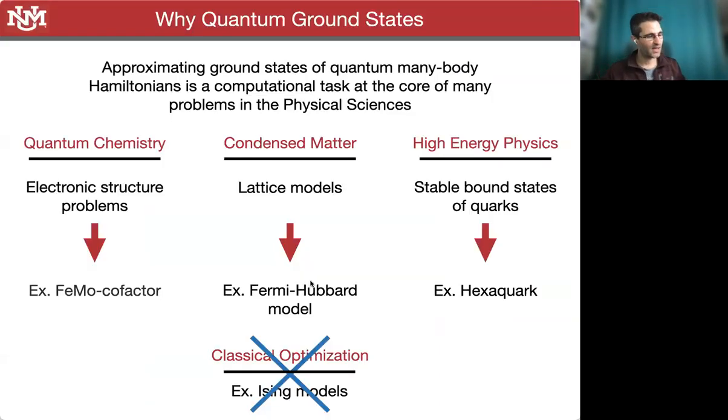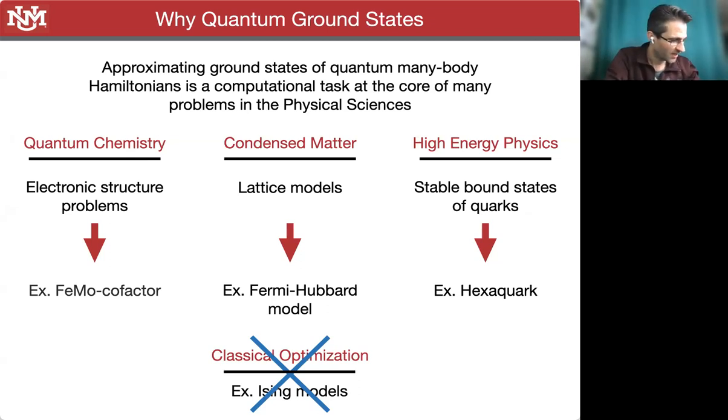Okay, so let me begin by motivating the computational problem that we're going to try to solve. I know that for this audience, you don't really need this motivation, but let me do it anyway. The goal for today is going to be approximating ground states of quantum Hamiltonians. The reason we're interested in this problem is that it appears in various guises across different areas of the physical sciences. So here I just give some examples.